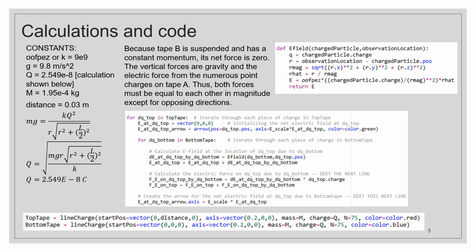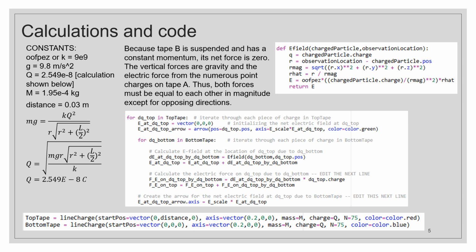Here are the calculations and code from the experiment. The constants used are presented on the top left, and importantly, the calculation for the estimated charge value is shown in the bottom left. Because tape B is suspended and motionless, the net force on it is 0. Thus, the gravitational force must be equal to the electric force in magnitude. So mg is equal to the electric force. To get the force, the charge is multiplied by the electric field equation for a uniformly charged rod shown in the introduction, rearranged to solve for Q.